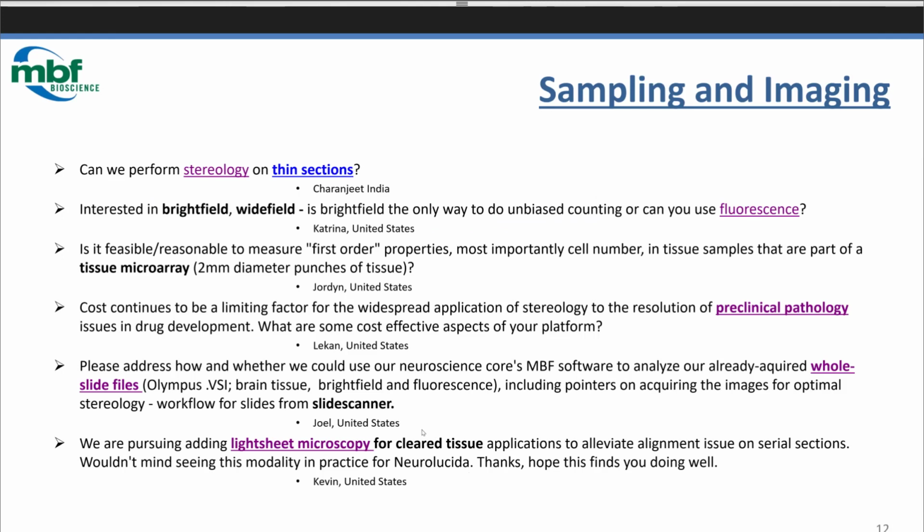And as I said, at the end of the third category, which is about estimating number, I'm going to show an example of doing the optical fractionator. Really, now in this program it's called the volume image fractionator, to estimate the number of cells on a clear tissue stack.